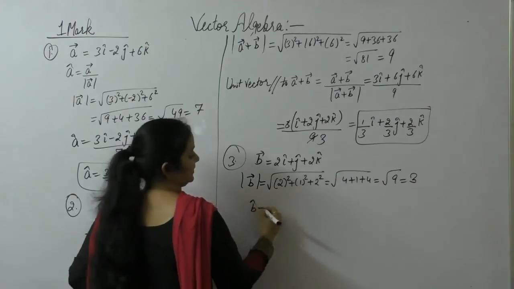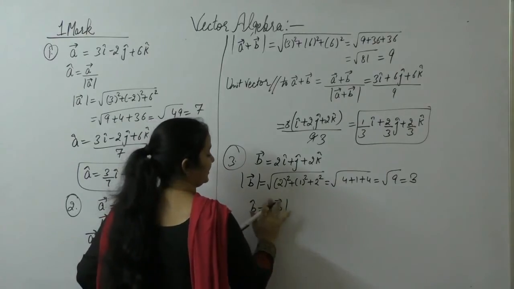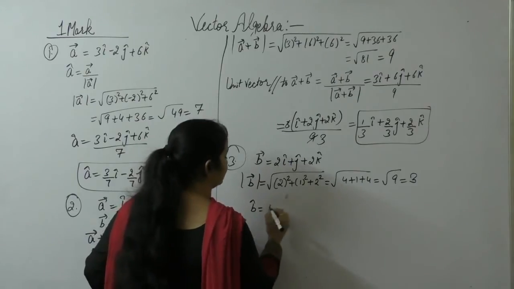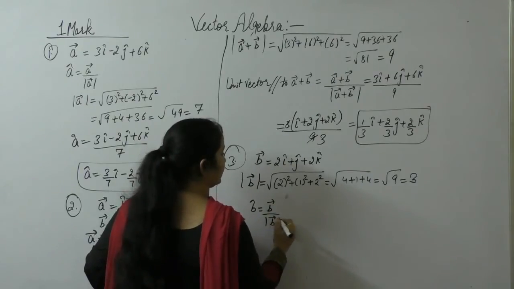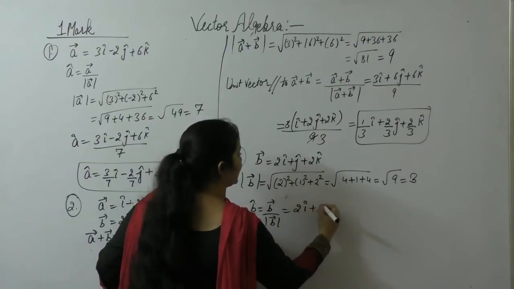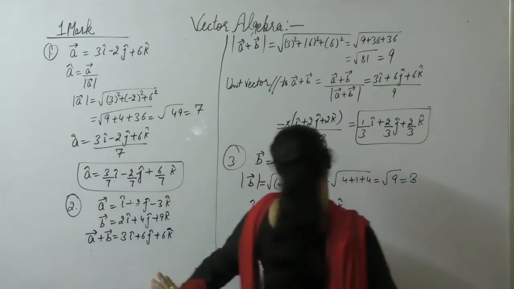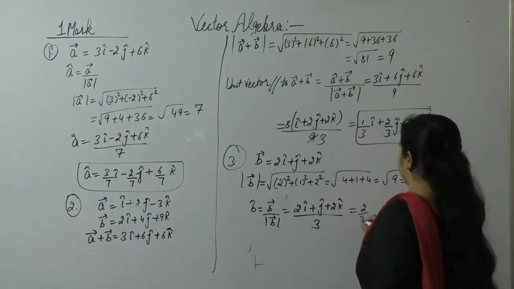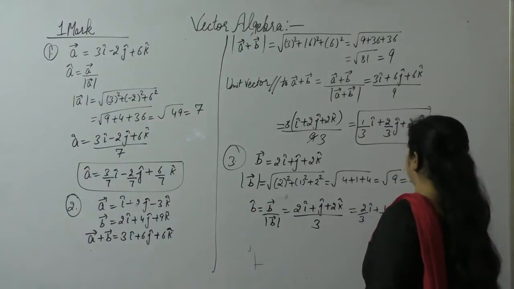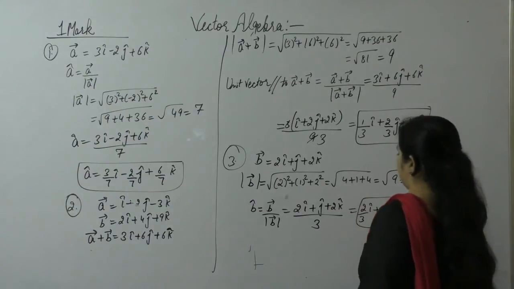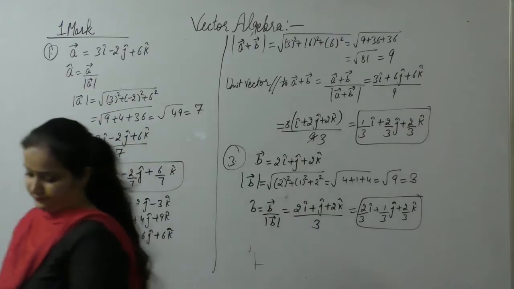Now the unit vector along the direction of B vector is equal to B vector upon the magnitude of B vector. B vector is 2i cap plus j cap plus 2k cap upon the magnitude, which is 3. So 2 by 3 i cap plus 1 by 3 j cap plus 2 by 3 k cap. Note it down.